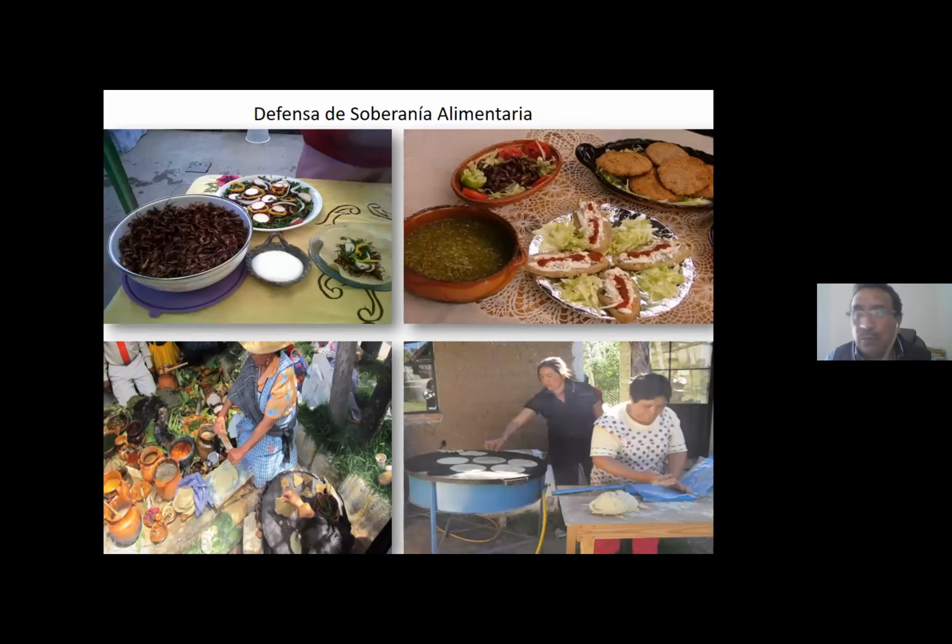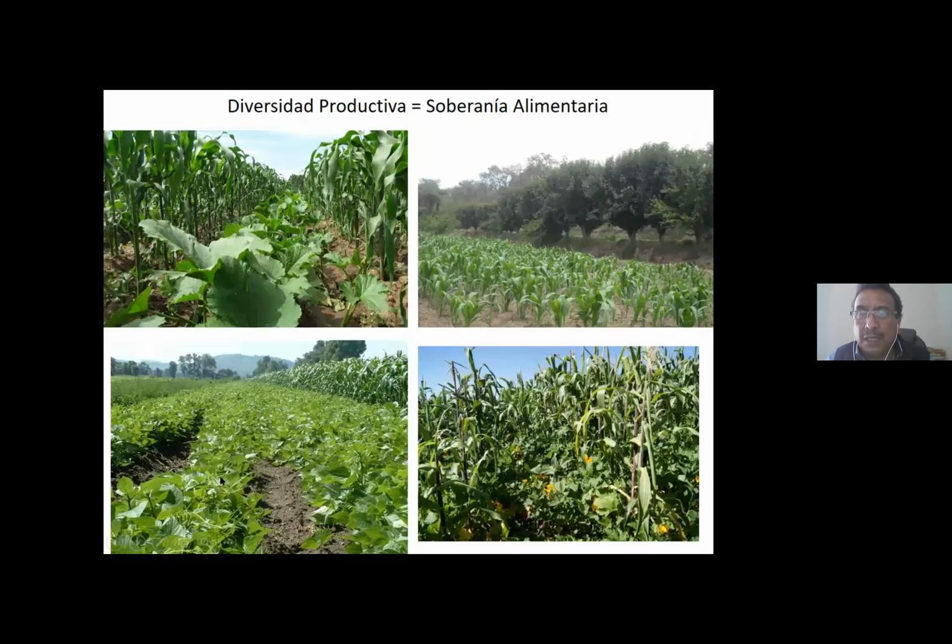We do combine the insects in our cuisine. Here you see the grasshoppers known as chapulines. These are grasshoppers that do not harm our crops at all. There are other products and cuisine such as tlacoyos and tortillas that we prepare from the food from our fields, and the women work on this. And this is an example of our growth methods.